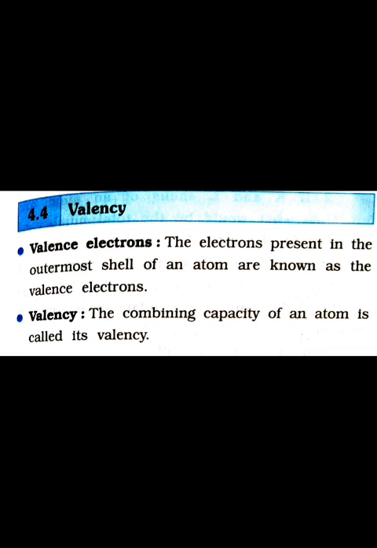But if any atom has 1 electron in the outermost orbit, it will be difficult for the atom. That means it requires more energy to gain 7 electrons and become the octet state, isn't it? So that's why that atom loses that 1 electron in the outermost orbit and then becomes the octet state.